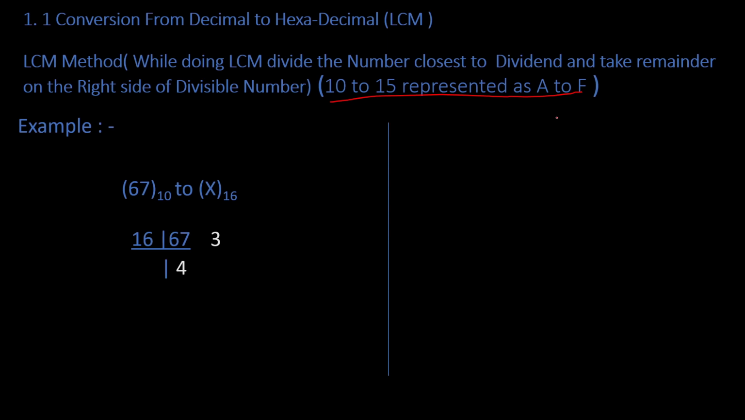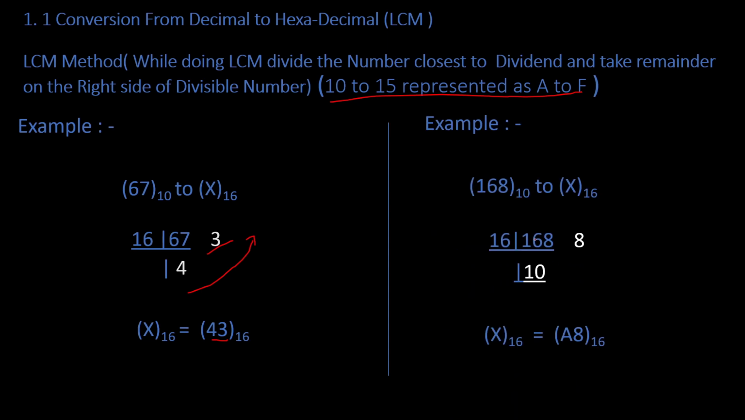We take the LCM method. We multiply by 4 and we get a remainder 3. So we put this 3 on the right side. We count from bottom to up. This will be the base 16 value 43. We take another example. We are dividing 168 by the base 16 and multiplying by 10. The remainder will be 8 and 10 is lower than the base 16. We end the LCM here.